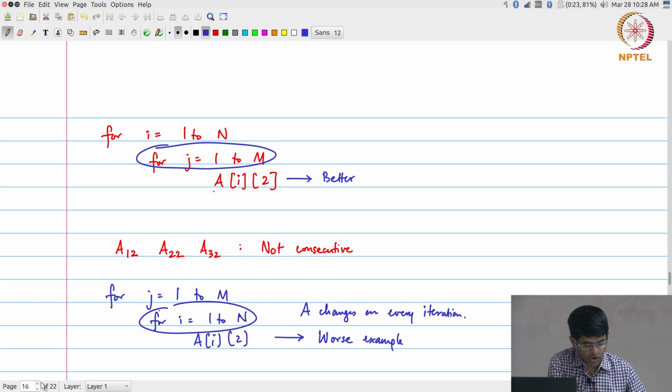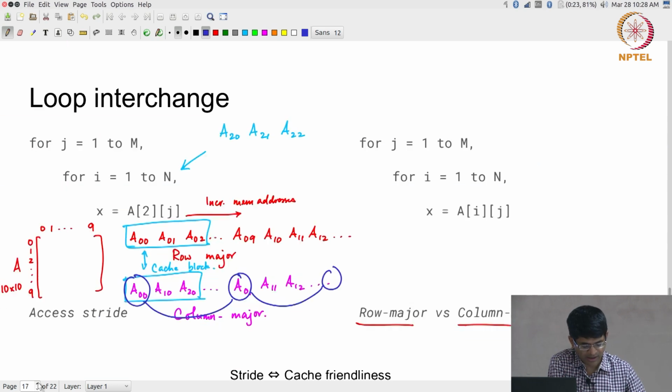So the order in which you write the loops can make a difference. Once again, is that valid? Are you allowed to switch the order of the loops around? That's something that you need to take care of. It's not always the case.